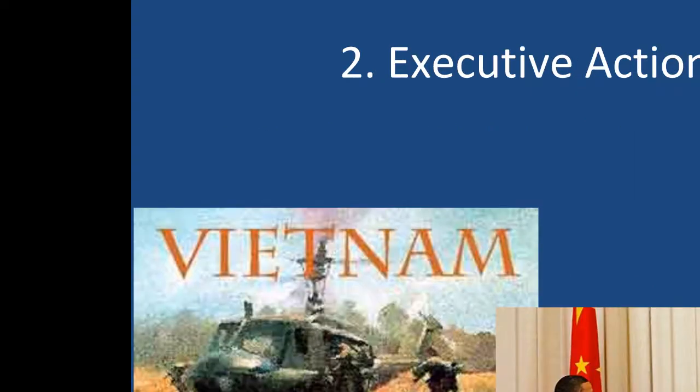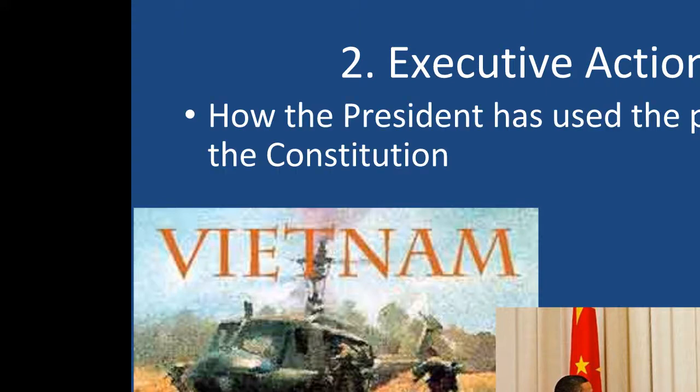The second way that it informally changes, and this is probably the most public of the informal changes, is by executive action, and that's the president using their powers. So when the president uses the powers that they have in the Constitution in a way that isn't written about in the Constitution, that's executive action that changes how the Constitution is interpreted.